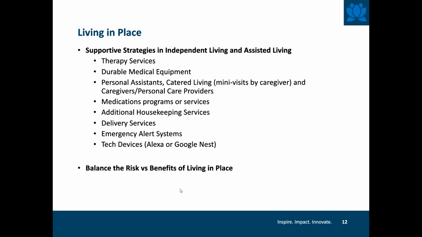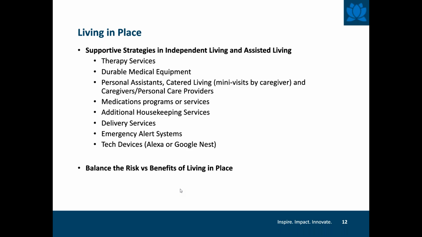Living in place. Previously, you may have heard someone refer to aging in place. Living in place is the more current terminology. The goal is to have our residents not only live in place, but thrive in place.